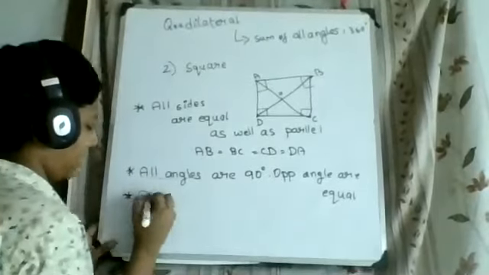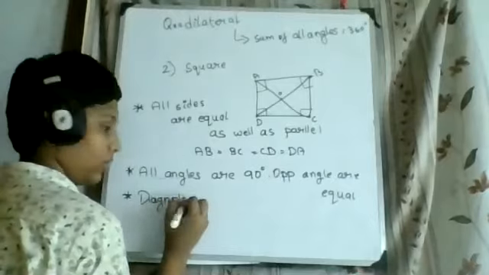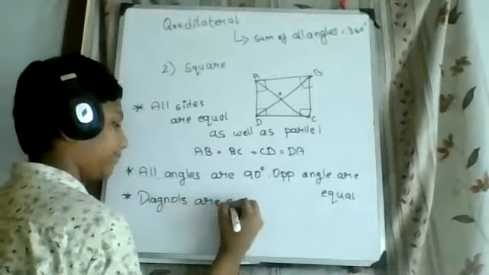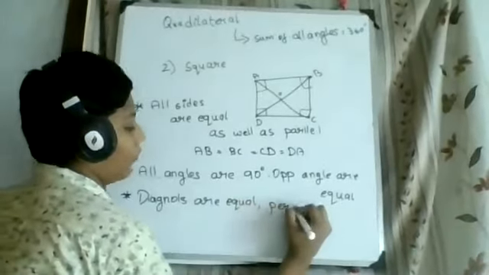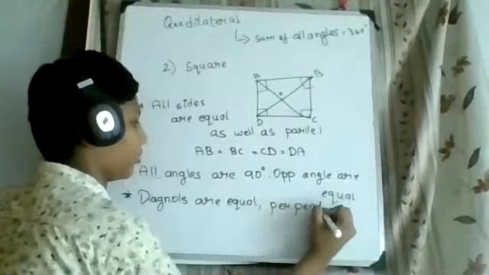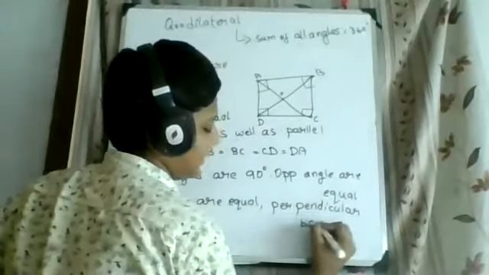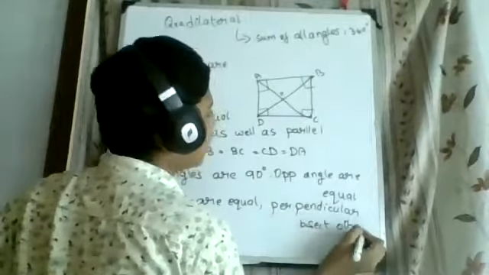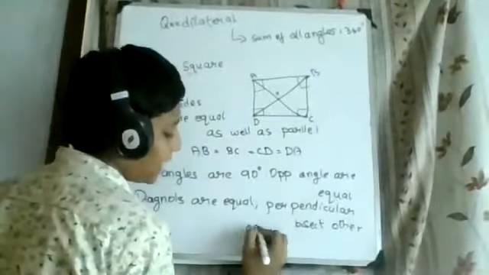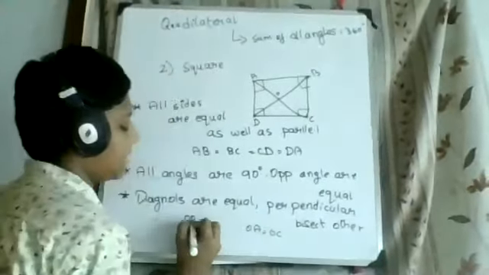Diagonals are equal, perpendicular, bisect each other. Okay, the same property of rectangle also. Now here OA is equal to OC, and OB is equal to OD.